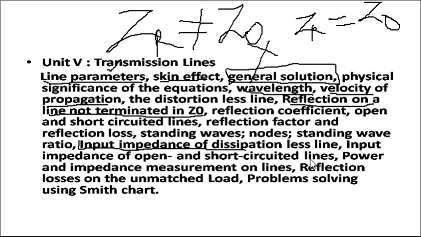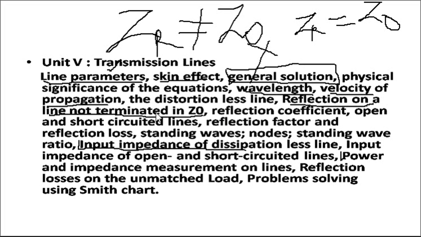So: input impedance of dissipationless line, input impedance of open and short circuited line, and you can skip this point. Power and impedance measurement on line, reflection loss, this is important. Now reflection losses on unmatched load, and problems using Smith chart. So what are the points which you are going to cover for preparation?